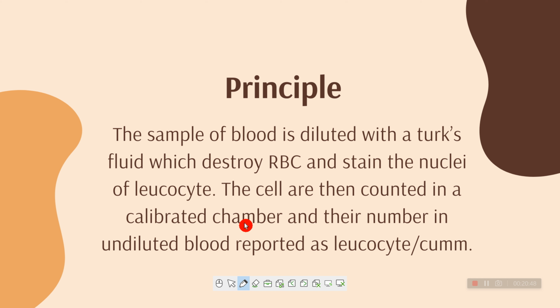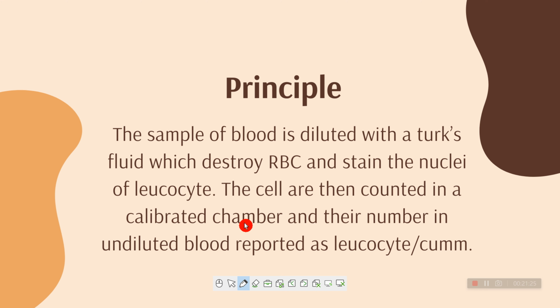The sample of blood is diluted with Turk's fluid. Turk's fluid is also called the WBC diluting fluid, which is required for performing the WBC counting test. In the same manner, Neubauer's counting chamber is used for the TLC count also, but the diluting fluid is different. The diluting fluid here is Turk's fluid, and instead of the RBC pipette, the WBC pipette is used for counting the total leukocyte count.